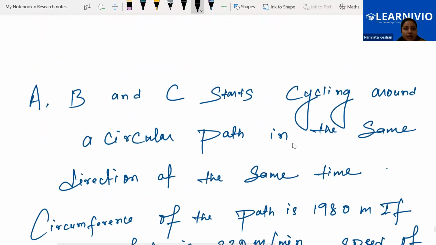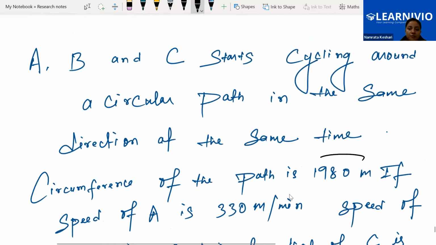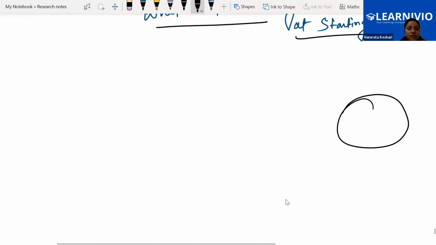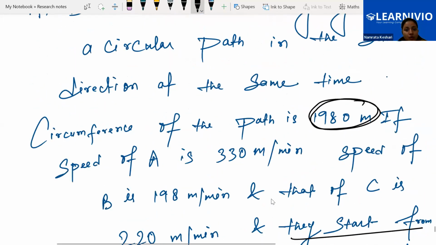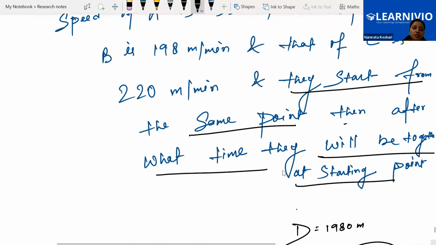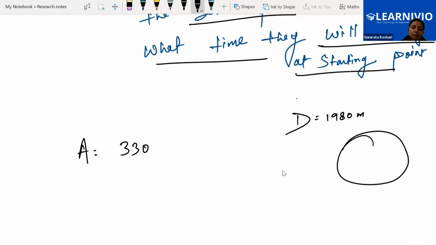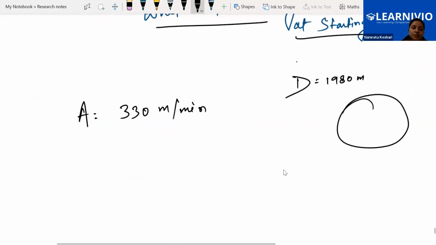A, B, C start cycling around a circular path in the same direction at the same time. Circumference of the path is given. Circumference means the distance is given. 1980 is nothing but the circumference, meaning perimeter, that means distance is given. This is the total path for one revolution. If the speed of A is 330 meter per minute, the speed of B is 198 meter per minute.